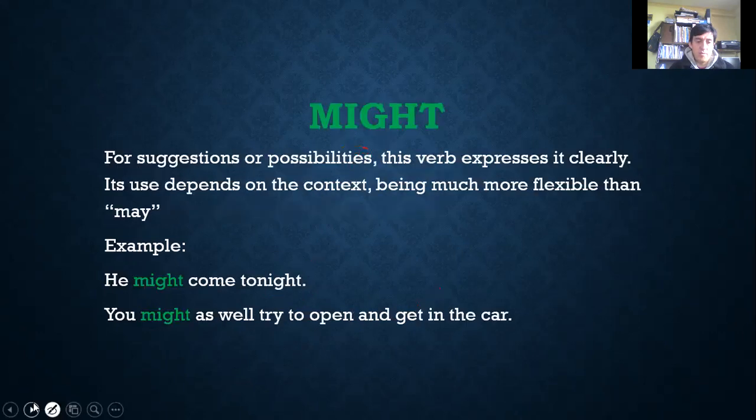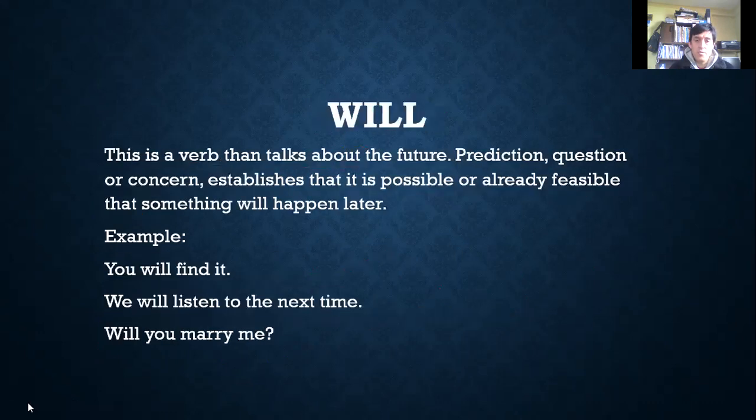Let's continue with the topic. Might, for suggestions or possibilities. This verb expresses it clearly. Its use depends on the context. Very much more flexible than may. Example: he may come tonight. Or in the second example, you might as well try to open and get in the car. In this case, I have two example sentences using might. So let's continue with will.